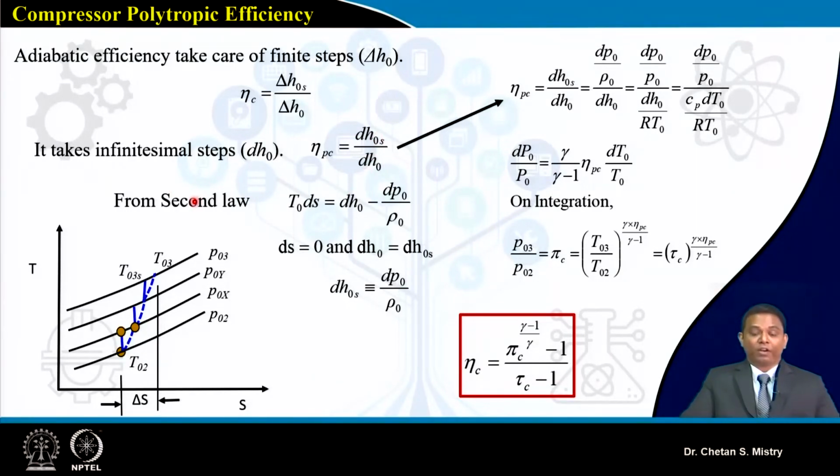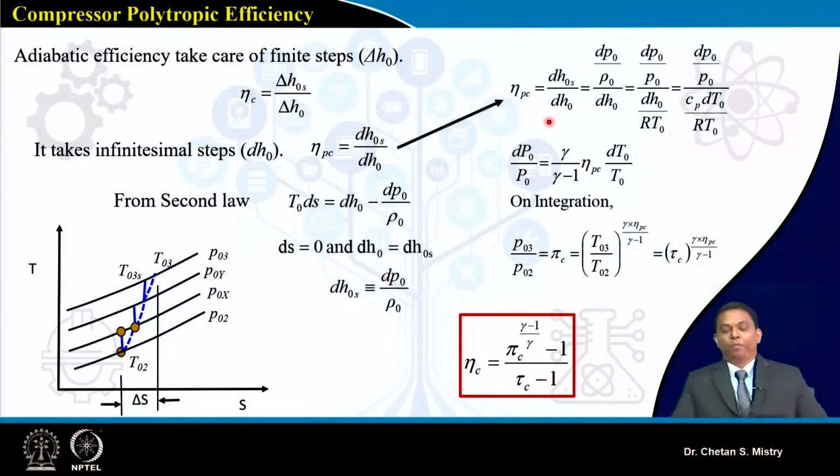We know from the fundamentals of the second law of thermodynamics, we can write down T0 ds is equal to dH0 minus dP by rho. We know this is, say, my isentropic process. For that I am putting my ds as 0. It says I am calculating my isentropic enthalpy rise, that is given by dP0 by rho 0.